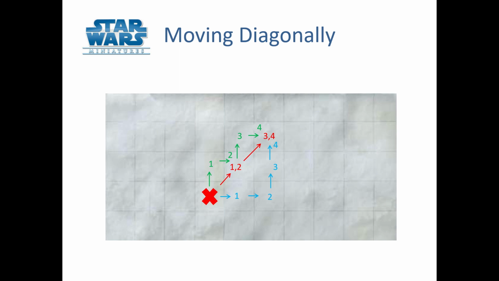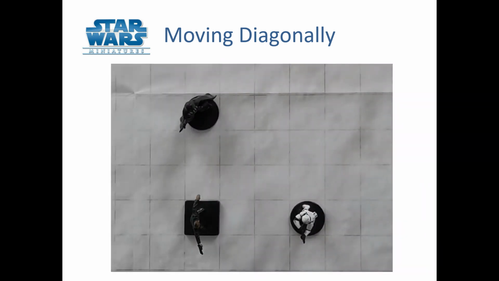Well, in my 9th video, we learnt all about attacks of opportunity. Moving diagonally can sometimes help you to avoid granting attacks of opportunity to your enemies. Let's look at an example.